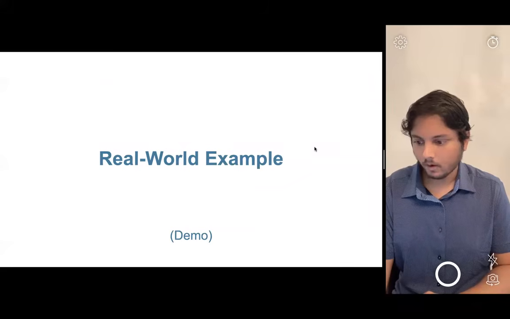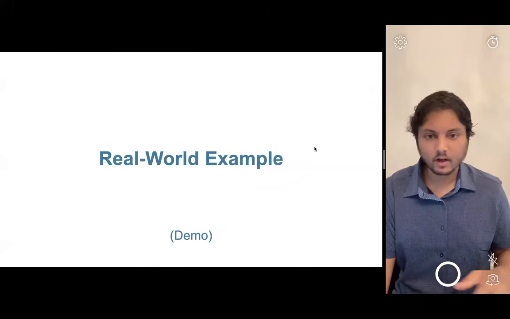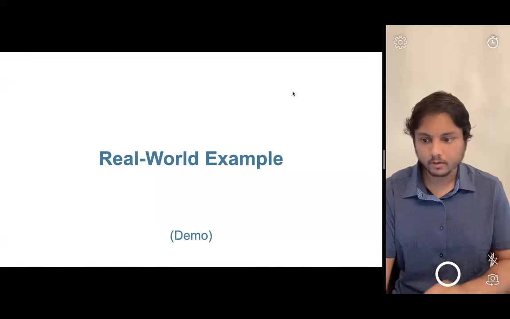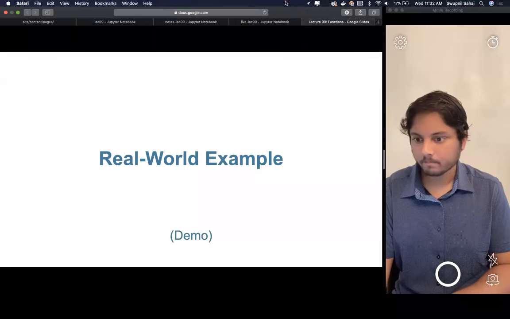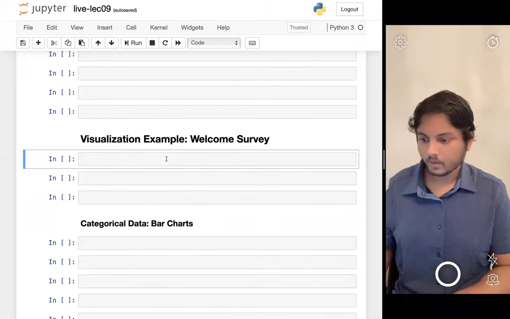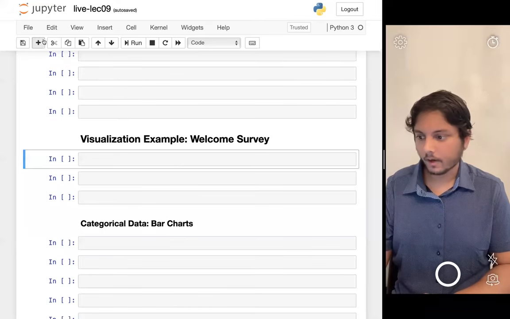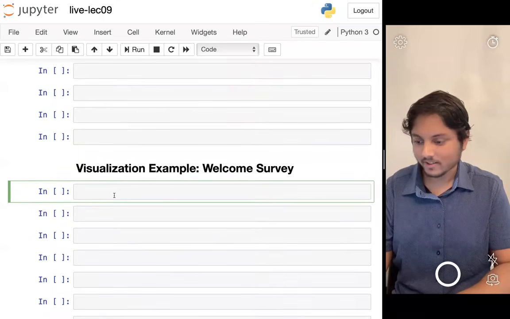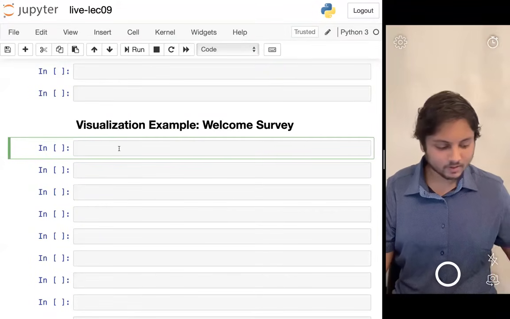Cool. So now that we've seen histograms, and remember histograms are what we use to visualize distributions of numerical variables, it might be nice to see a real world example of this. So let's actually do this with the welcome survey that you all filled out. The real world example will be you. We'll try to look at some of the data that we got in terms of the responses there.